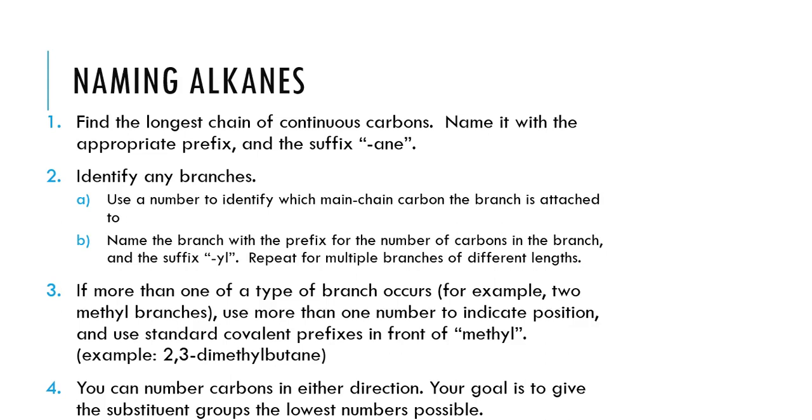If you have multiple branches, like 2 methyl branches, you're going to use more than 1 number to indicate the positions and standard covalent prefixes to indicate how many branches there are. You can number the carbons in either direction, but your goal is to give the substituent groups the lowest numbers possible. So all that said, let's look at some examples. It's a lot simpler than it seems from looking at that slide.